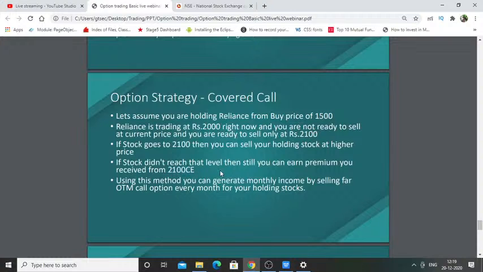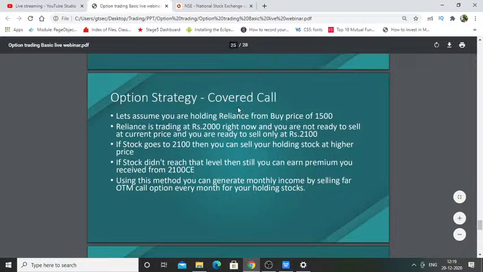By using this method, you can generate a monthly income from your holding stocks. Let's assume you are holding one lot equal amount of shares in Reliance. Every month just choose a call option 5% or 10% on the higher side, and you can start selling those higher side call options. If the stock moves upside, you can close your holding at the higher price, and if the stock doesn't reach your level, then you can get monthly rental income from selling call options.